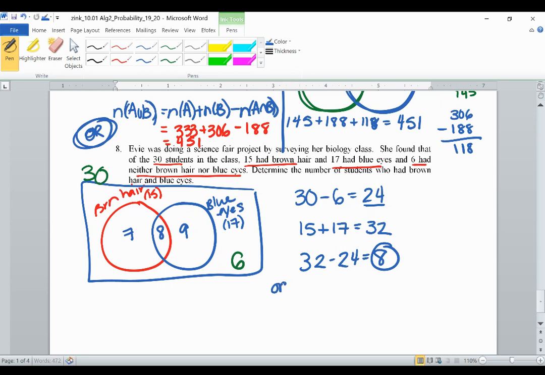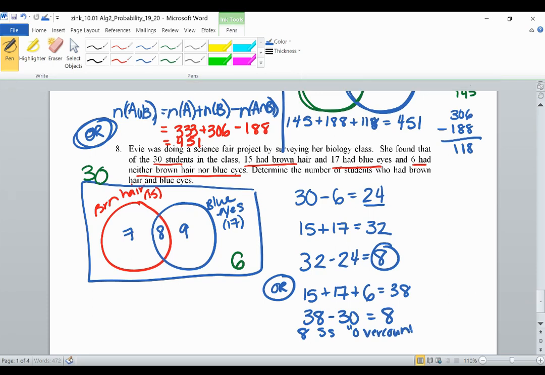Another way of doing it, for those of you who that didn't make sense for, you could have said, okay, well, I know I have 15 kids that have brown hair, 17 with blue eyes, and 6 that have neither. That gives me 38. Then you could say, how many extra students do I have? Because I only have 30 students in the class. I have 8 extra. So 8 students is your overcount, or that overlap. So that would be in that center section.